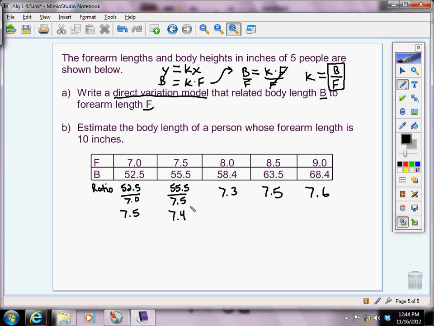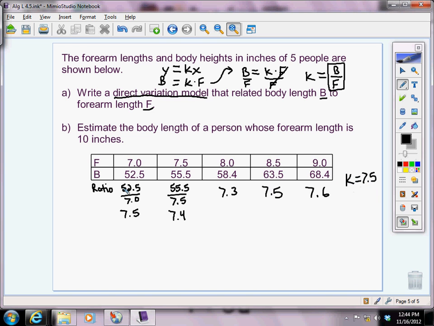Now, you honestly just look at this and come up with an average. You could add them all up and divide by 5. But looking at this, we have a couple that are 7.5, a couple that are lower, a couple that are higher than 7.5. I'm just going to go with my constant is 7.5.